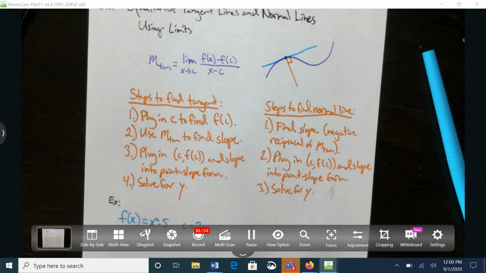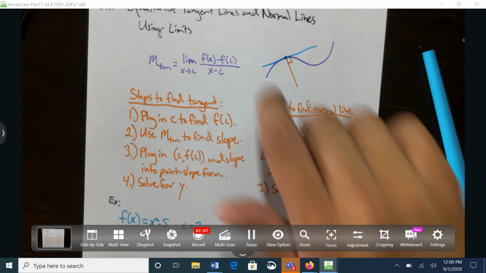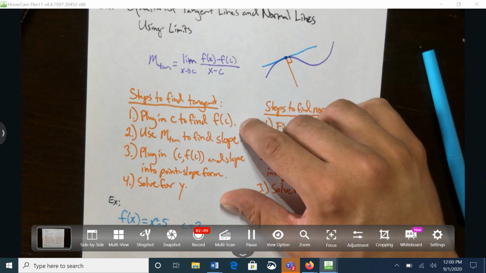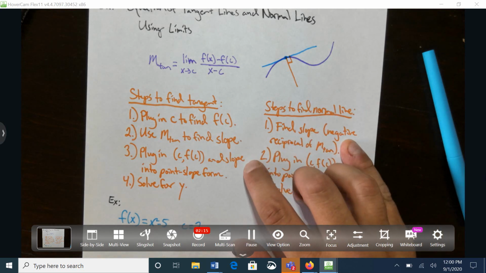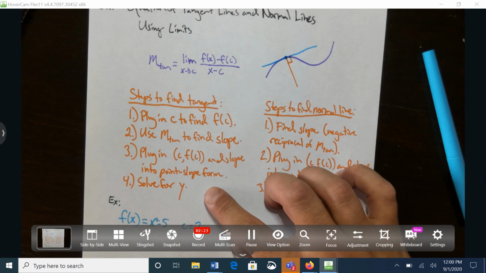So the steps to find the tangent line. First step, we need to plug in c to find f of c. So that will be our point that we'll use when plugging in for point slope form. And we'll also need f of c for our slope. And then to use the m-tan, the slope of the tangent, to find the slope. And then step 3, we're going to plug in our one point with 2 coordinates, and slope into the point slope form, and then we're going to solve for y.